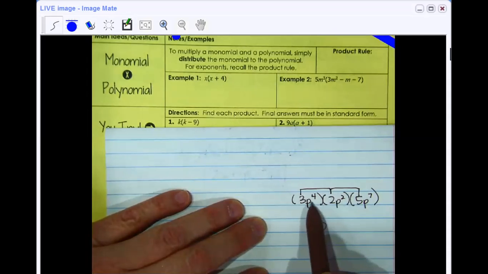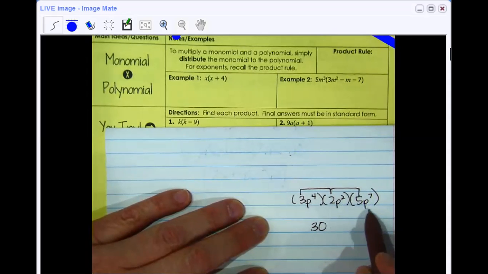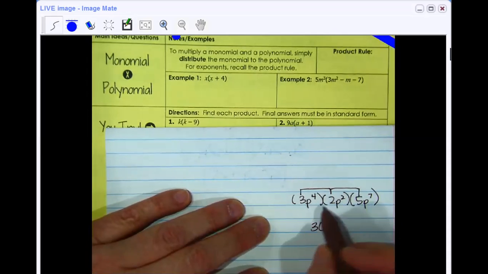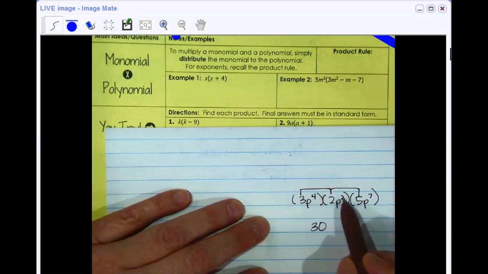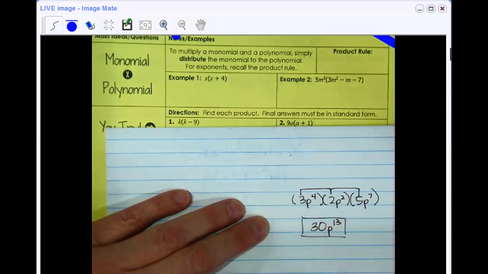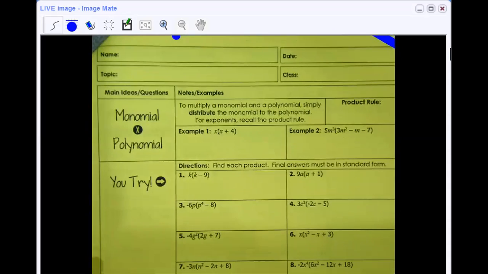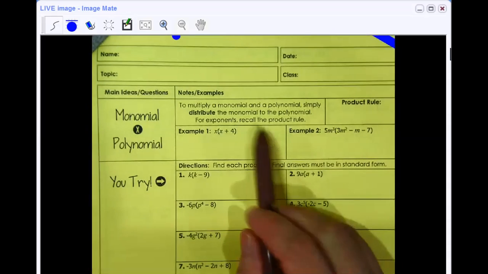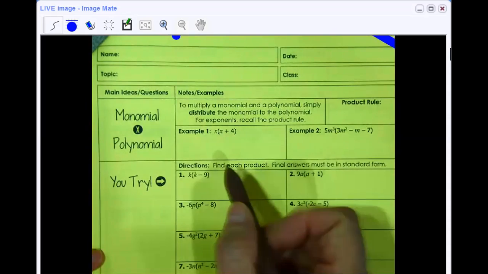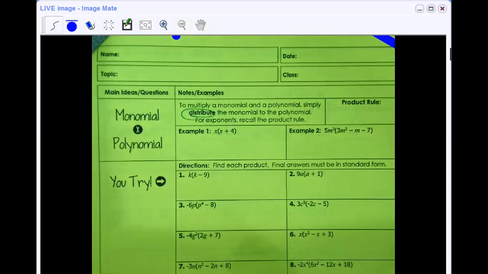Then when you are multiplying, what do you do with the exponents, guys? Add them. So I have p to the fourth plus a 2 plus a 7. So I have p to the 13th. Okay, so that's what we are doing. We're just doing more of it. So let's start with this piece. It says to multiply a monomial and a polynomial, simply distribute the monomial to the polynomial.